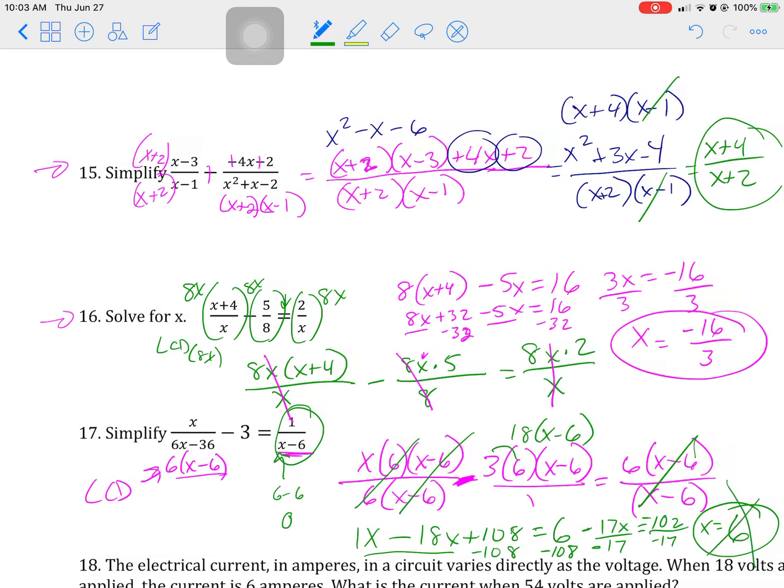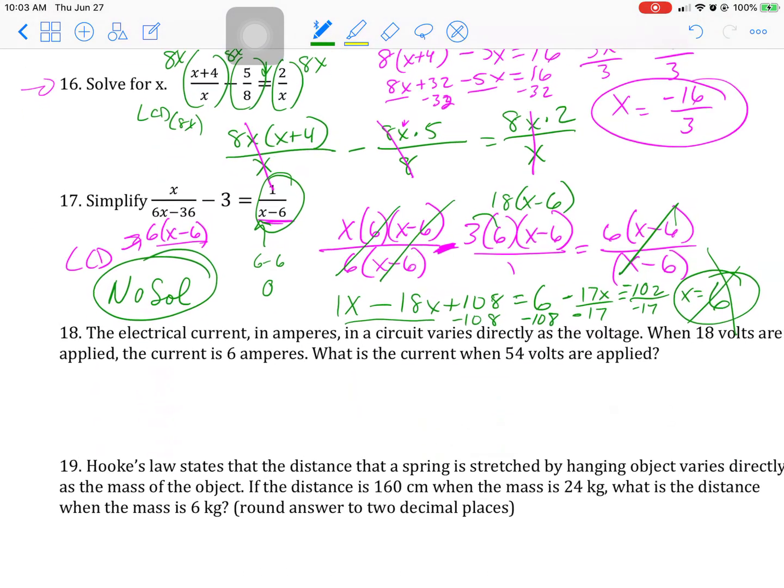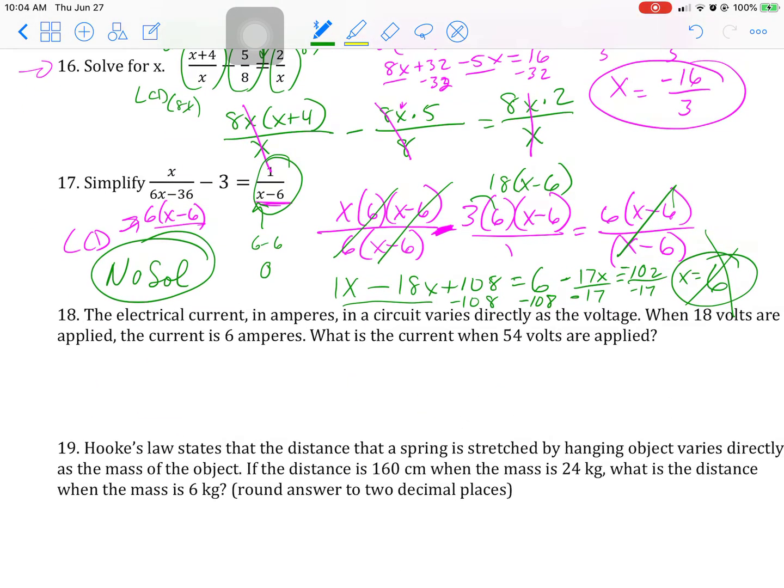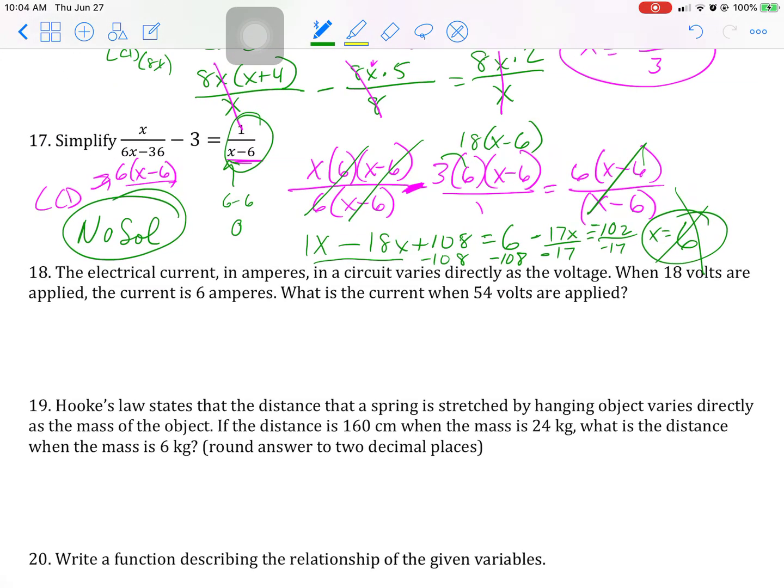So you can't have that as a solution. So actually the answer to this is no solution, because any solutions you got were extraneous. So apparently we cannot use them. Do not put them in there as a possibility. Okay? This just doesn't work. All right. Now, these next ones were that last section, the last lesson on variation problems.